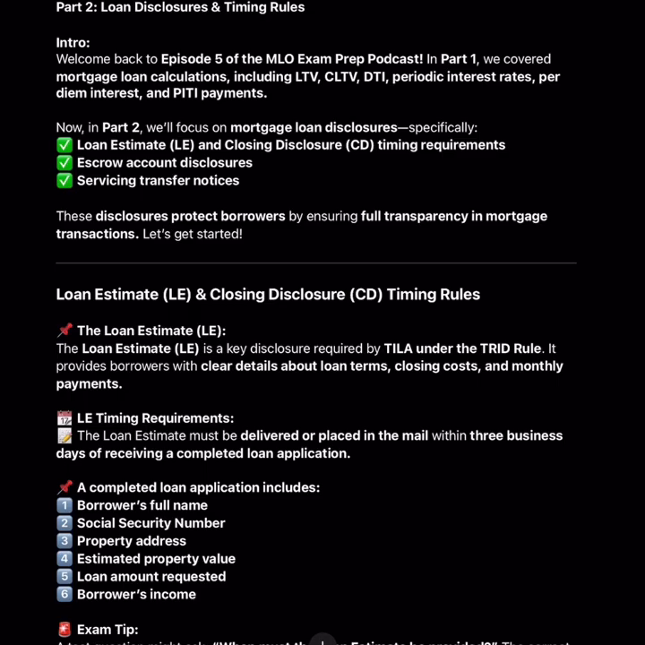In Part 1, we covered mortgage loan calculations, including LTV, CLTV, DTI, periodic interest rates, per diem interest, and PITI payments. Now, in Part 2, we'll focus on mortgage loan disclosures, specifically Loan Estimate (LE) and Closing Disclosure (CD) timing requirements, escrow account disclosures, and servicing transfer notices. These disclosures protect borrowers by ensuring full transparency in mortgage transactions.